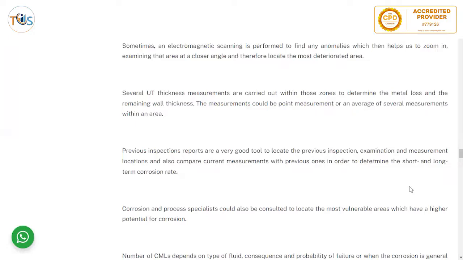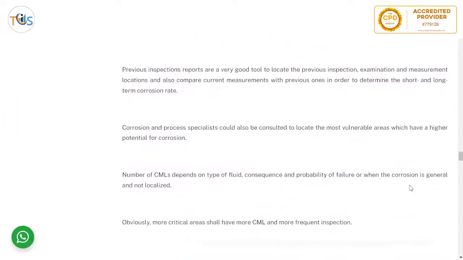The measurements could be point measurement or an average of several measurements within an area. Previous inspection reports are a very good tool to locate the previous inspection, examination, and measurement location, and also compare current measurements with previous ones in order to determine the short and long-term corrosion rates. Corrosion and process specialists could also be consulted to locate the most vulnerable areas which have a higher potential for corrosion.